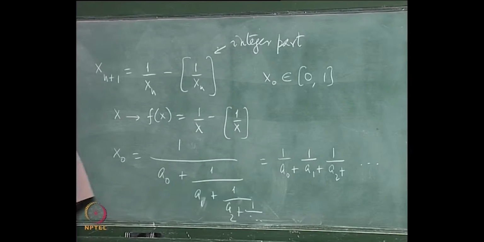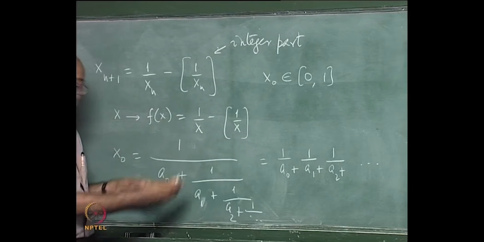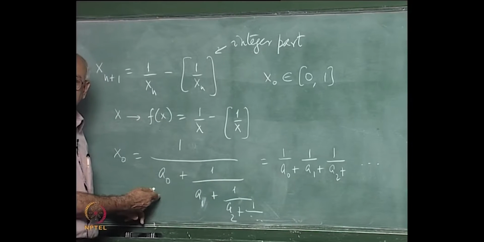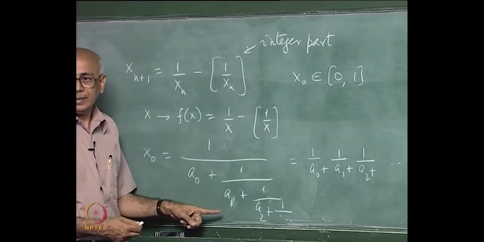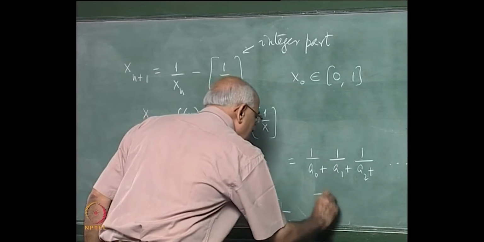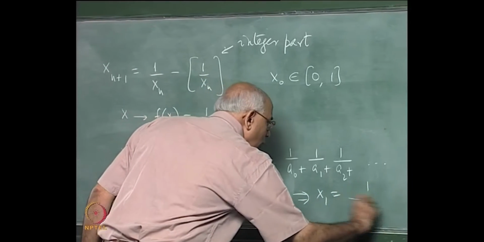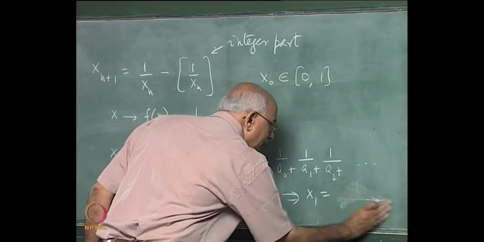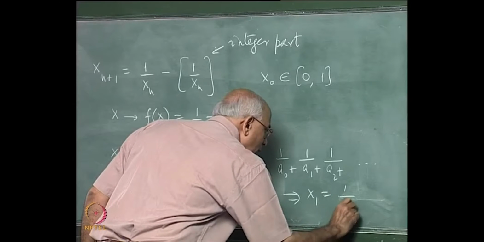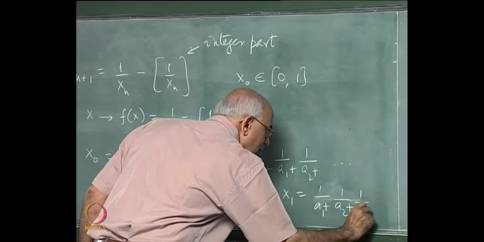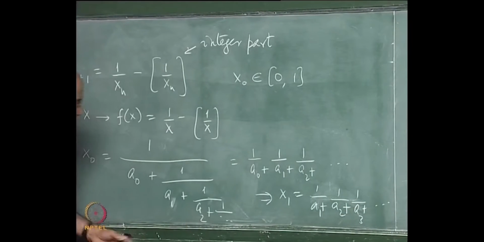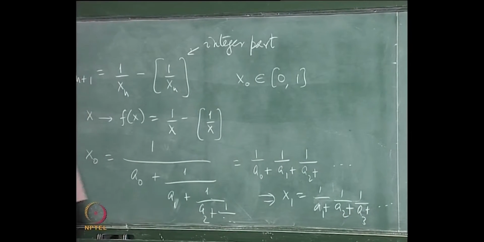What is x1? You take its reciprocal, then you have an integer plus a fraction and you throw this integer away, and therefore you have this. So this immediately implies that x1 equals 1 over a1 plus 1 over a2 plus, and so on. So you have lost information about a0, it is clearly not invertible.